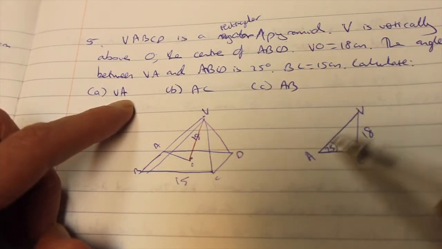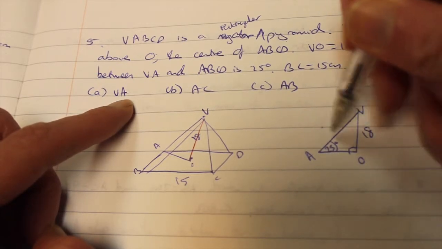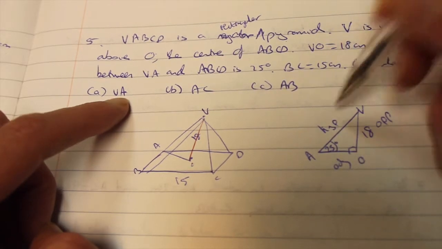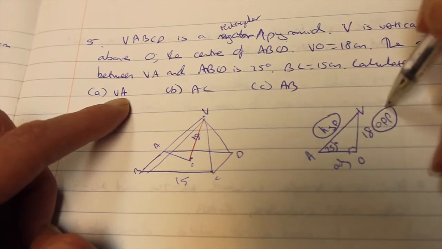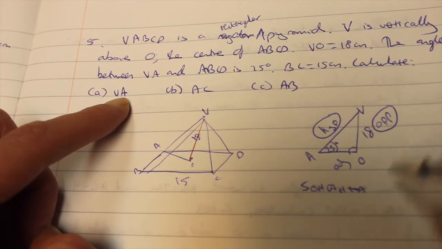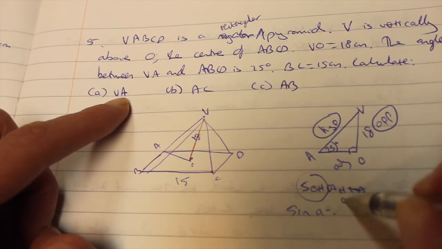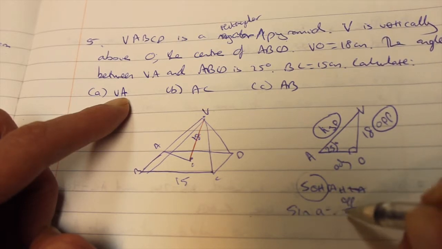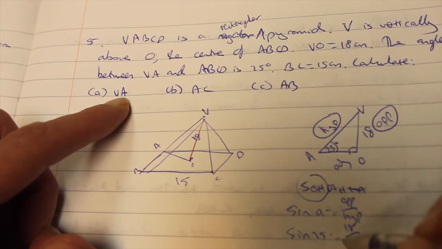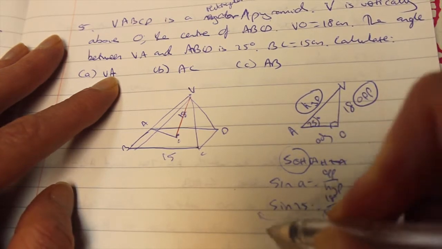Calculate VA. Now, if two pieces of information is all you need for trig, a right angled trig, hypotenuse, opposite, adjacent. I want VA, so I want the hypotenuse, I know the opposite. So, SOHCAHTOA. O and H are together for sine. So sine of the angle is opposite over hypotenuse. So sine 25 is 18 over the hypotenuse. So bring that over. The hypotenuse is called VA, so we'll just call it VA.